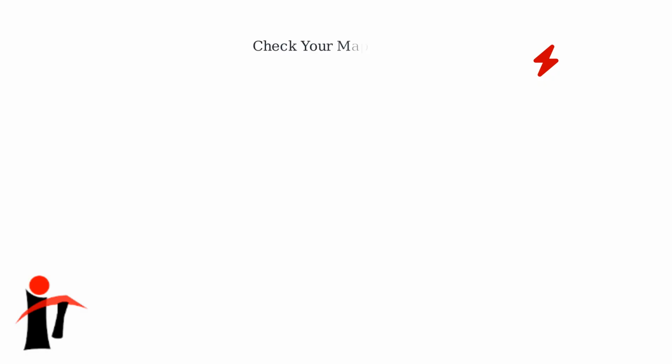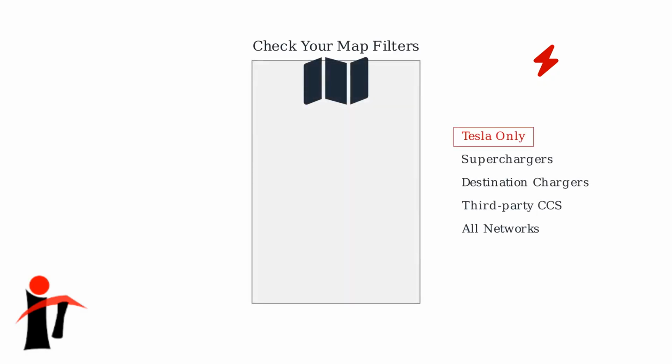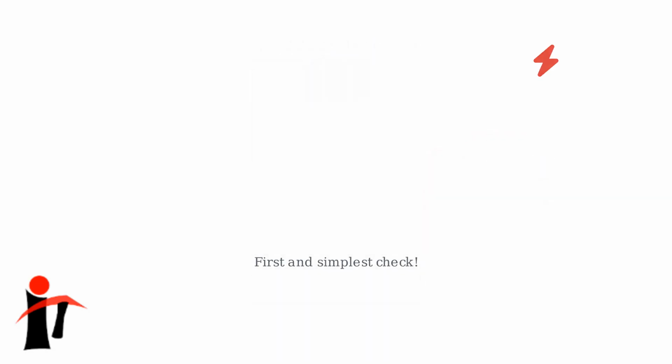The Tesla app uses filters to display different types of chargers on the map. Different charger types include Tesla superchargers for fast charging, destination chargers at hotels and businesses, and third-party CCS chargers through partnerships. If your filter is set to Tesla only, non-Tesla chargers won't appear on the map, even if your vehicle can use them. To fix this, open the app, go to the map settings, and ensure all networks or the specific charger types you need are selected. This is the first and simplest thing to check when chargers aren't showing.